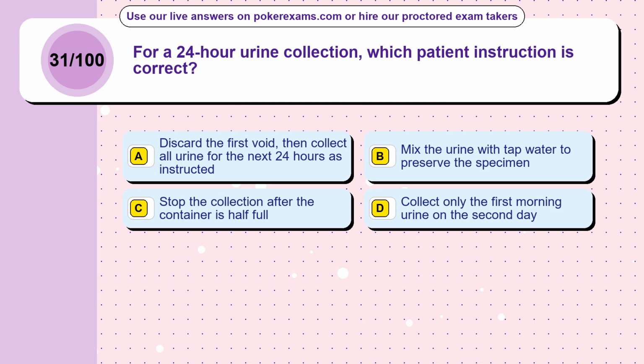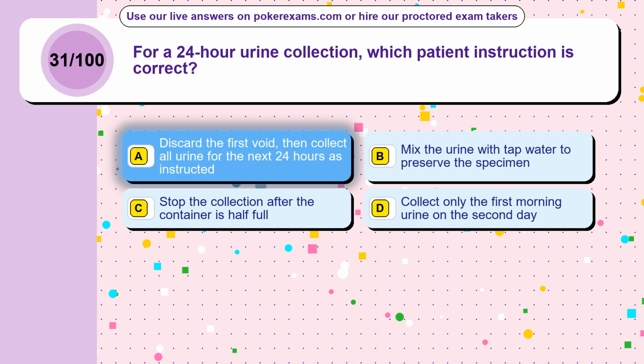Question 31. For a 24-hour urine collection, which patient instruction is correct? Option A. Discard the first void, then collect all urine for the next 24 hours as instructed. Option B, mix the urine with tap water to preserve the specimen. Option C, stop the collection after the container is half full. Option D, collect only the first morning urine on the second day.